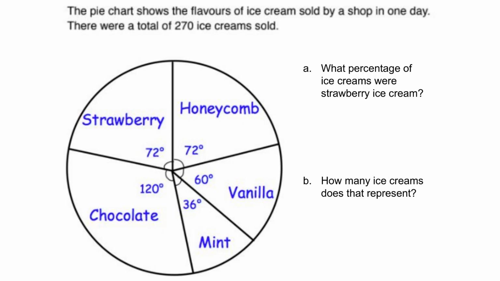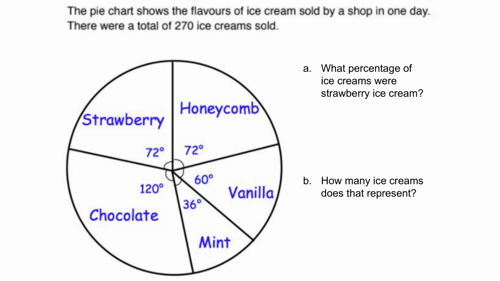We've got a survey here, the results, where they asked people what their favorite ice cream was, and there were 270 ice creams sold, so they asked 270 people, or I guess they just probably measured their sales to see what they'd sold. It says, what percentage of ice creams were strawberry ice cream? The information they're showing us is in degrees. Well, that's not really what we want to know. That's important when you're trying to construct the graph.